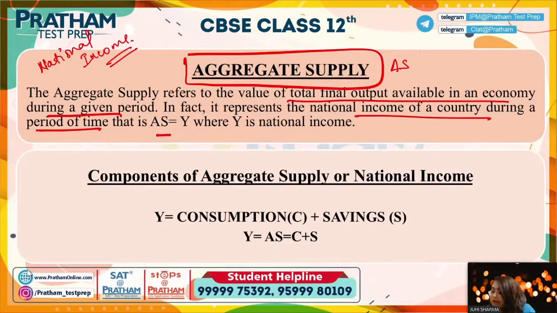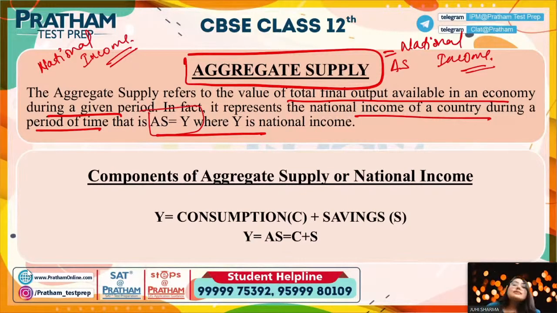Okay, अब total value of final goods and services produced in an economy in a given year, that means what? Can I say that aggregate supply is equals to national income? Of course, I can say that aggregate supply is equals to national income because aggregate supply and national income by definition is the same, right? So we get that AS is equals to Y, where AS is the aggregate supply and Y is what? Y is the national income, right? So that is what aggregate supply is all about.